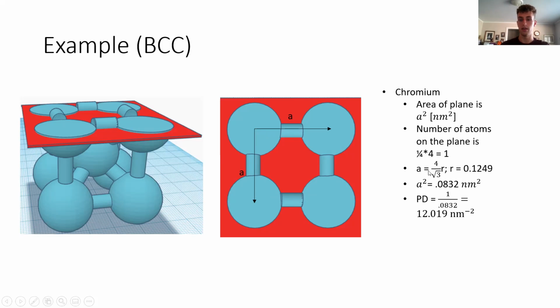And a again is 4 over the square root of 3 times R, and because it's chromium, just like last time, the radius is still the same. The radius, I guess you should specify, is this distance here. So R is 0.1249 nanometers. Substituting this in and squaring, we get 0.0832 square nanometers. So the planar density is, just like before, one atom divided by 0.0832 square nanometers, and you get 12.019 inverse square nanometers.